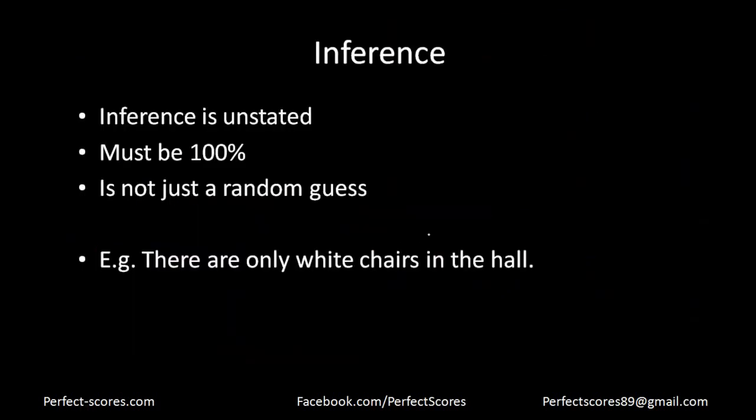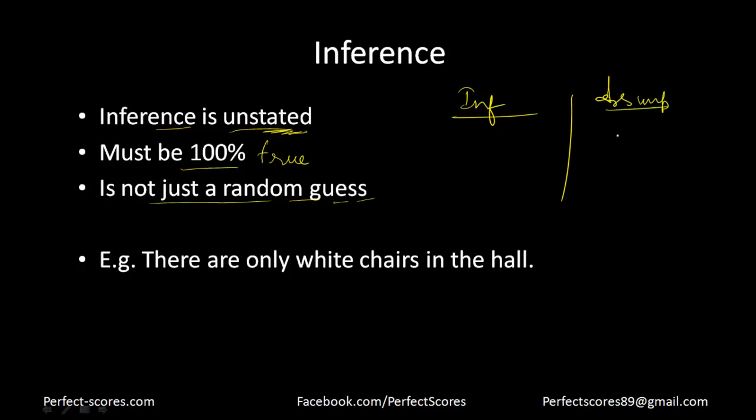Let's go to the next type of question, which is inference kind of question. Now a few things about inferences: first of all, inference is always unstated. It is never mentioned. It must be 100% true, and it is not just a random guess. The difference between inference and assumption is that both of them are correct, but assumption is very important for the conclusion to be correct, while inference is not so important. That means without the inference also, the argument is still correct.